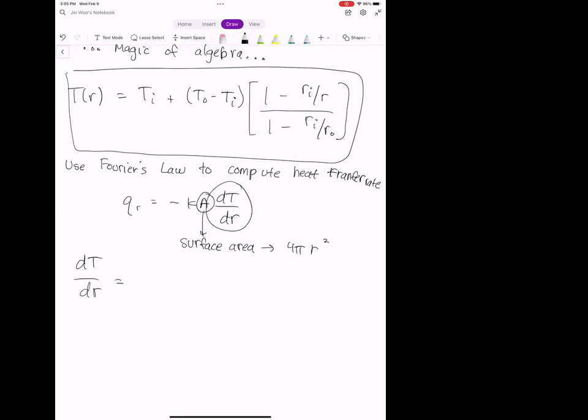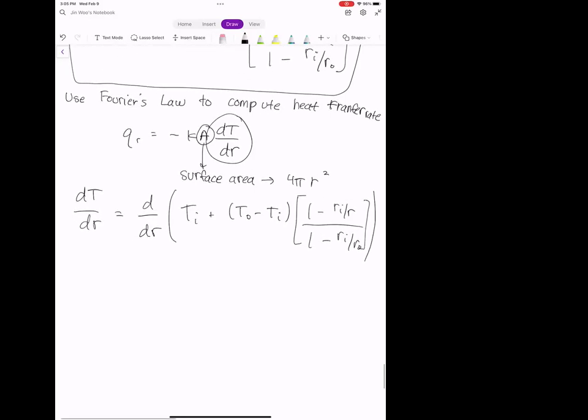And thankfully, a lot of this is actually just going to go away. Let me go ahead and plug this in here. We have d/dr of Ti plus (To minus Ti) times (1 minus Ri divided by r) times 1 divided by (1 minus Ri divided by Ro). We know that when we take the derivative of a constant, it just goes to 0, so the derivative of Ti here is just going to go to 0.